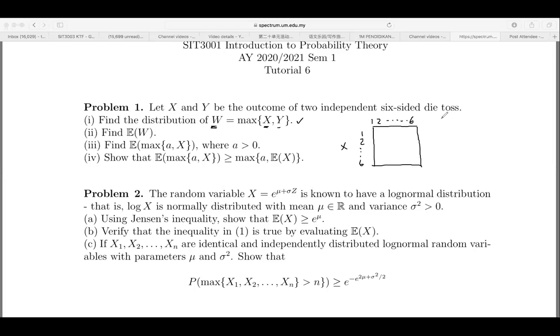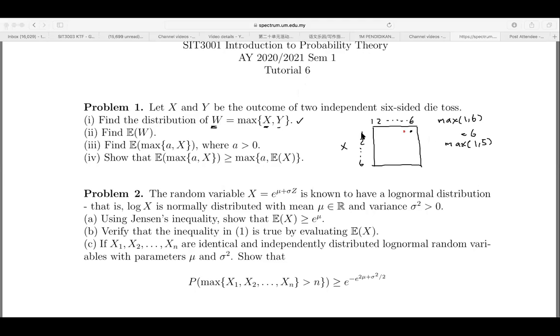So for example, if you have max of 1, 6, it will be equal to 6, right? So 1, 6 is here, right? So it will be equal to 6. Max of, let's say, 1, 5 will be equal to 5, right? Maybe I put the value here. Okay, and so on, right?